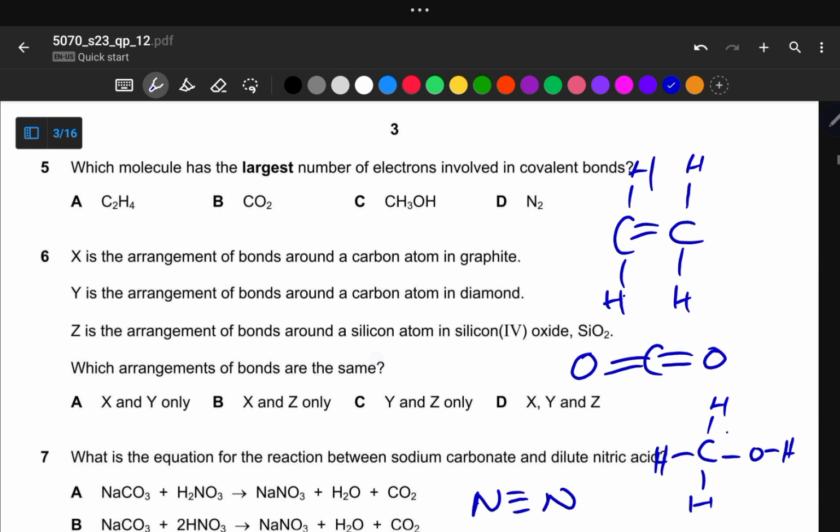So we're going to count the number of electrons. Each single line represents a single pair of shared electrons, meaning to say we have got 2 electrons here, 2 electrons here, 2, 2, 2, 2. So each line or each bond represents 2 electrons, right? So we've got 2, 4, 6, 8, 10, 12.